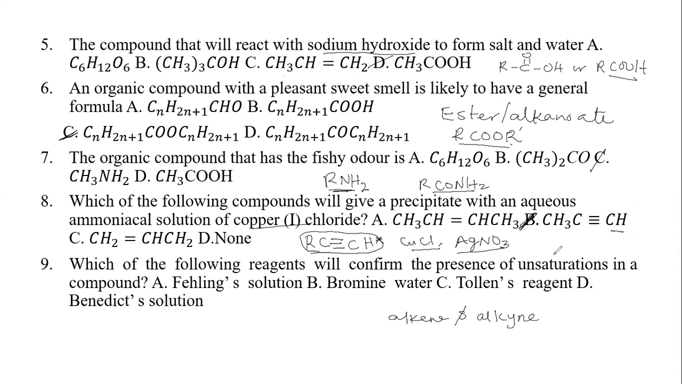All right. Question number 9. Which of the following reagents will confirm the presence of unsaturation in compounds? That is bromine water. And just as I said earlier, these two compounds are the compounds that will decolorize bromine water. Okay, so how do you test for alkanol? Alkanol will be tested by what we call Lucas reagent. Lucas reagent is used to test for alkanol. All right, so that's just about that.